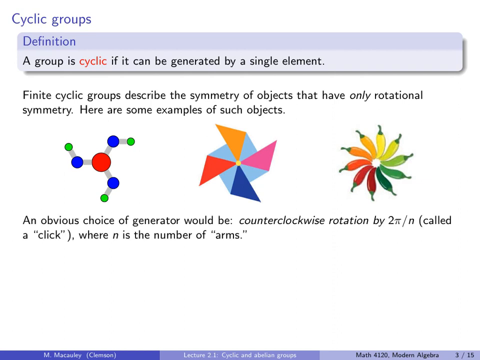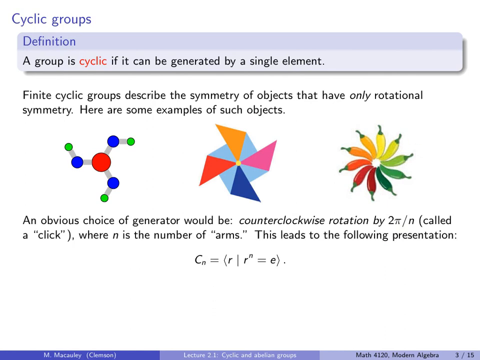So if we pick any one of these objects and we look at the group of symmetries, an obvious choice of generator for this group would be the following: a counterclockwise rotation by 2 pi over n. So let me just call that a click. So a click of this here is rotating this guy over to here and this to here. And similarly, a click of this object is a 90-degree rotation, taking this corner to that corner, and so forth. Here it's 2 pi over 8, so it's a 45-degree rotation.